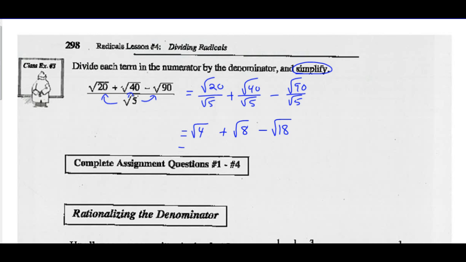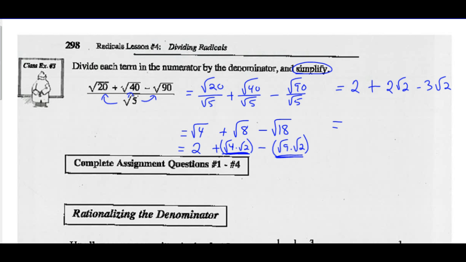So the square root of 4, well, that's pretty straightforward. That's 2 plus radical 8. I could rewrite that as radical 4 times radical 2, minus radical 18, I could simplify that as radical 9 times radical 2. So what I have is 2 plus radical 4 times radical 2, same as 2 root 2, minus radical 9 times radical 2. Square root of 9 is 3, and there's no square root of 2. So I'm done simplifying the radicals.